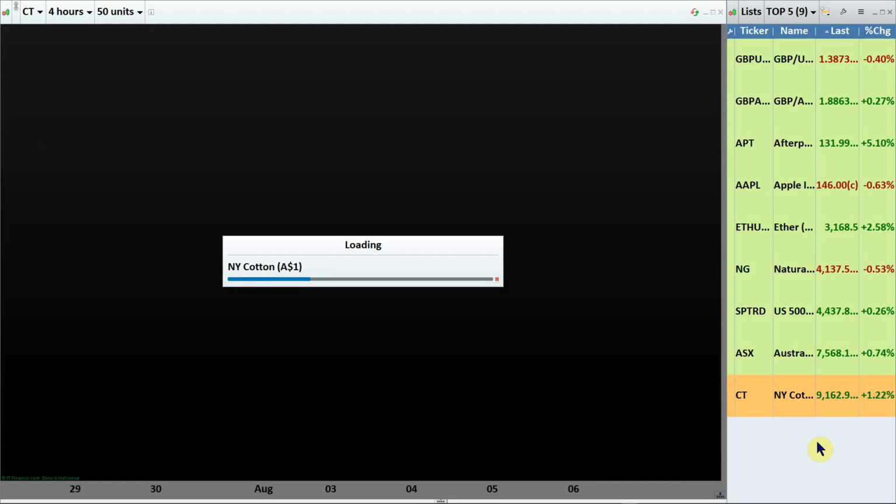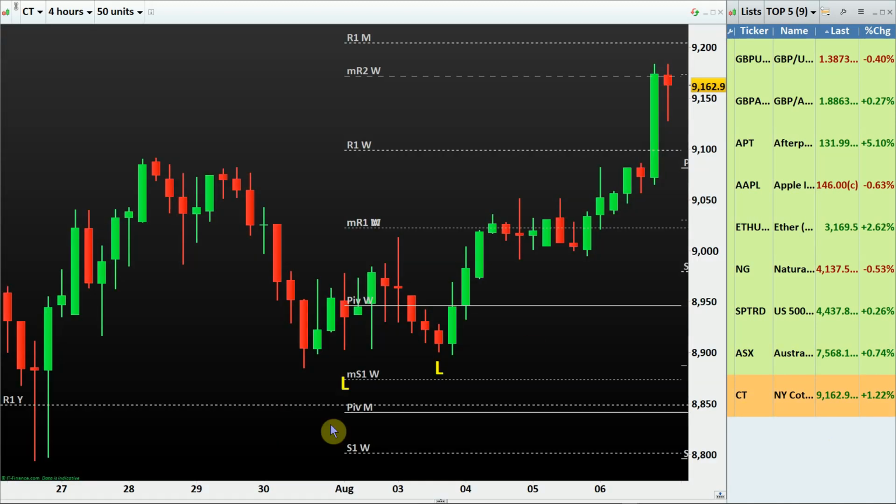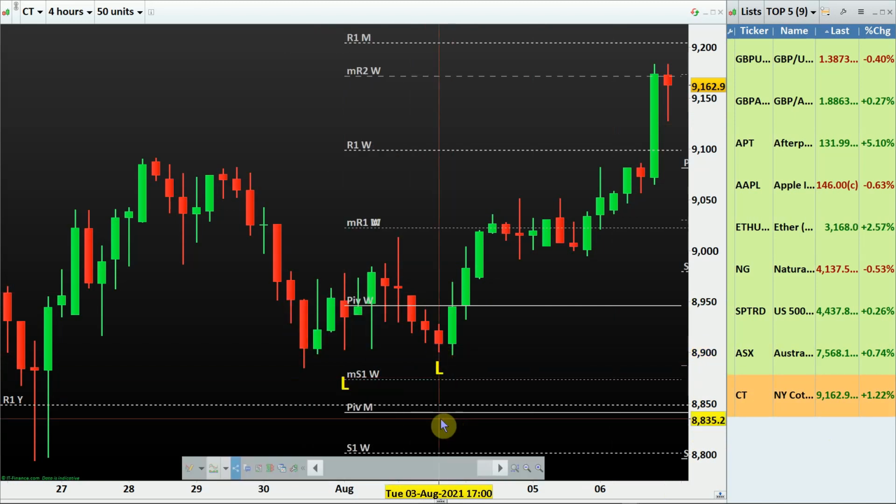Cotton. Long bar. Big bar at the middle of a trend, which is a continuation. Cotton did good for us, so we went long here, we went long here. And why did we go long here? Anyone? Double bottom. Double bottom. Marty. Yes, I agree. Double bottom.